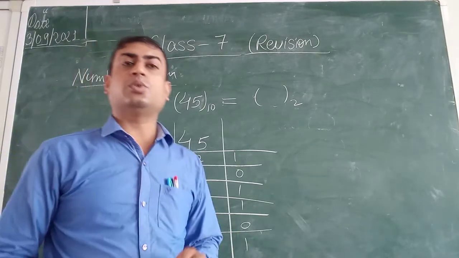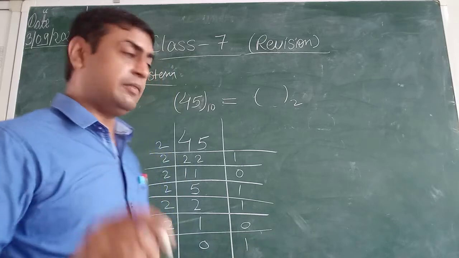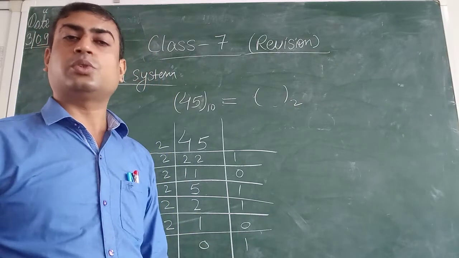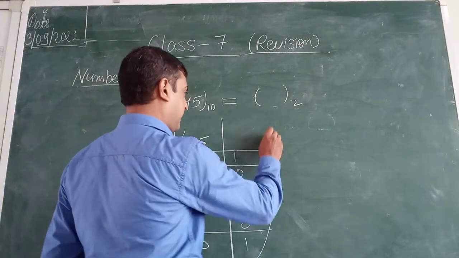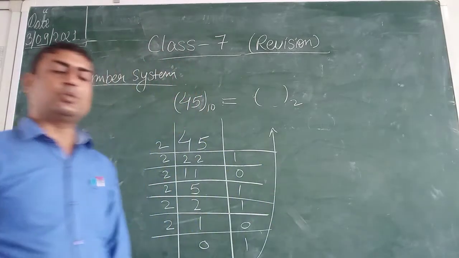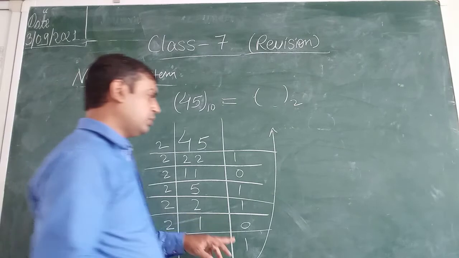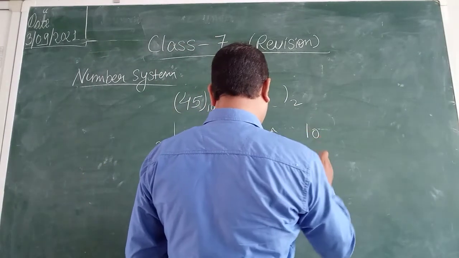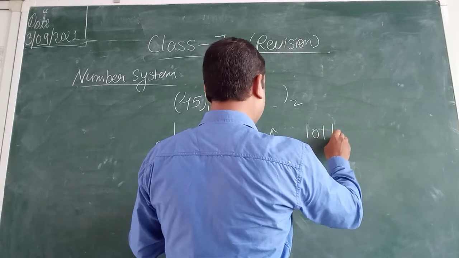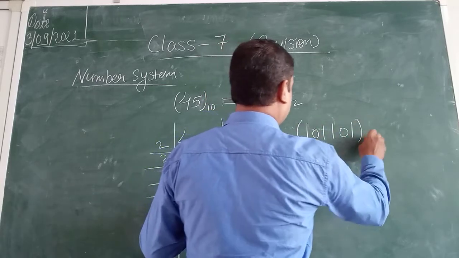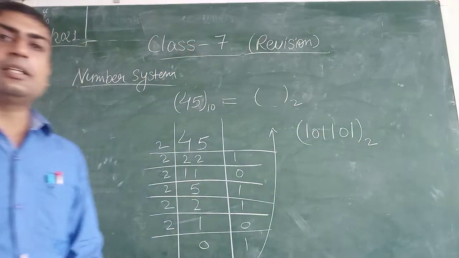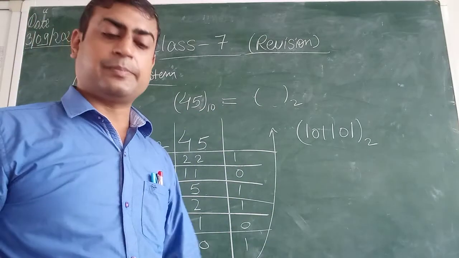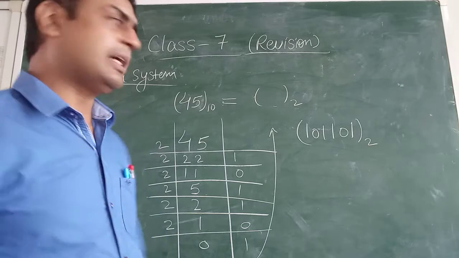Now you have to read the remainders which you have collected in this division from down to top. From down to top, you will write it: 1 0 1 1 0 1. This is the binary number for this decimal number. Now one more example.